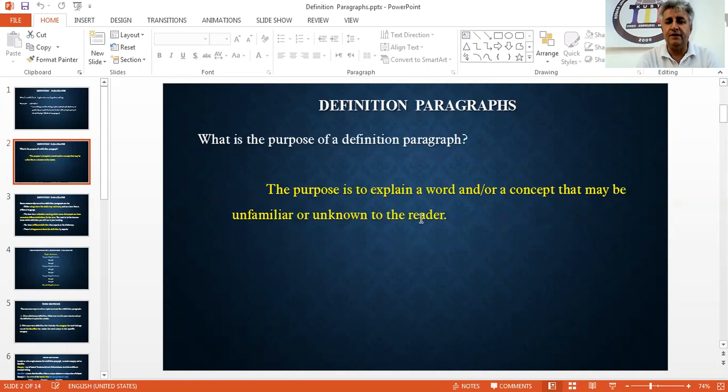The purpose of a definition paragraph is to explain a word, or might be a concept, that may be unfamiliar or unknown to the reader.